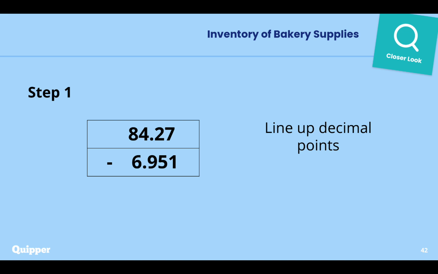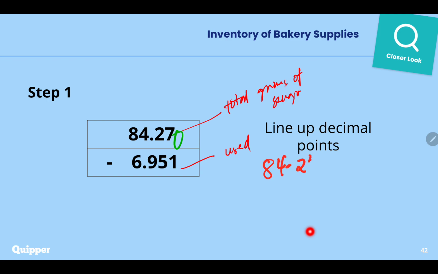So, first is line up the decimal points. Ito yung given natin. Ito yung total grams of sugar. And this one is yung nagamit na. Okay, so 84.27 minus 6.951. We have to add trailing zeros. So, yun yung importance kung bakit tayo nag-add ng zero. Kasi pwedeng ma-disalign yung given natin. I-rewrite lang natin para mas maayos. So, we have here 84.27 minus 6.951. So, dito sa 84.27, dyan tayo mag-a-add ng trailing zeros.